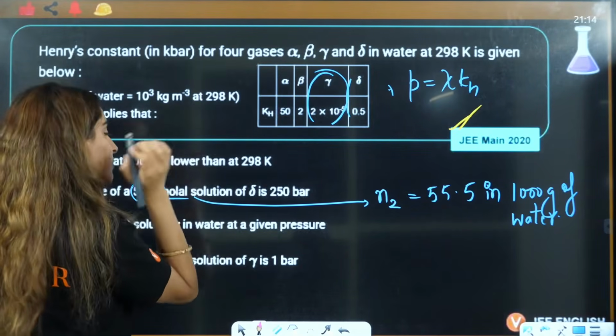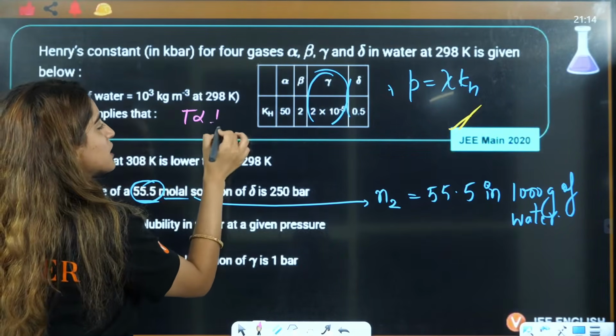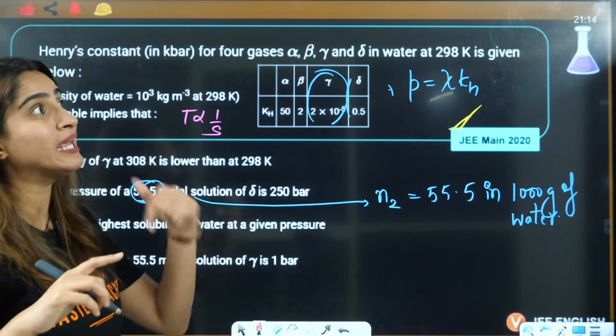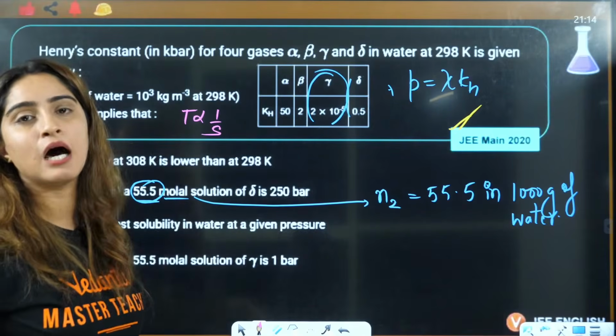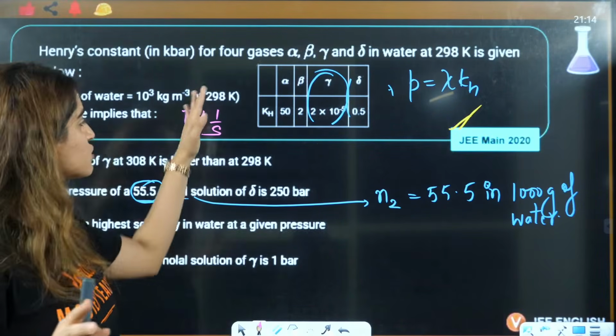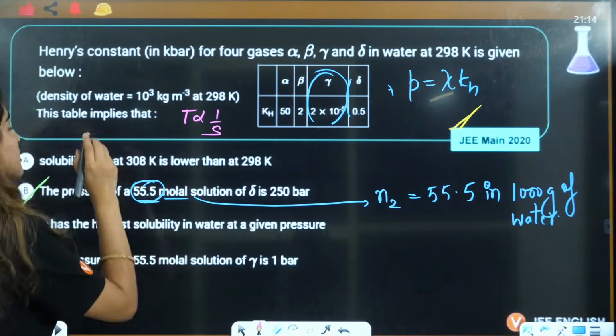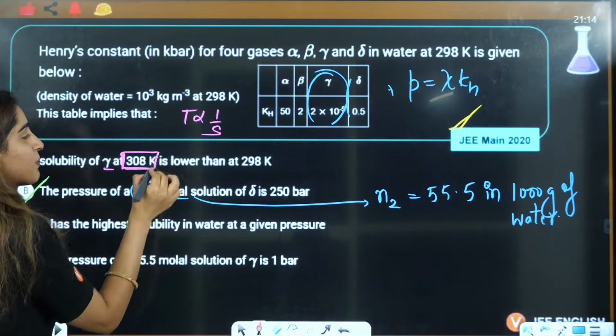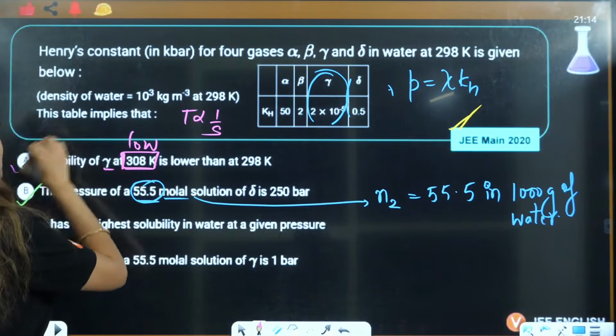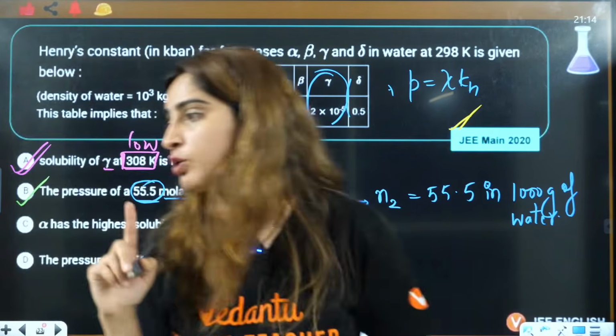Right, pressure is directly proportional to solubility. We are talking about temperature. Temperature is inversely proportional to solubility, because when you increase the temperature, the molecules will distribute here and there. That means the solubility decreases. So the solubility of gas at higher temperature will be low, which is the correct statement. So 1 and 2 are going to be the correct statements.